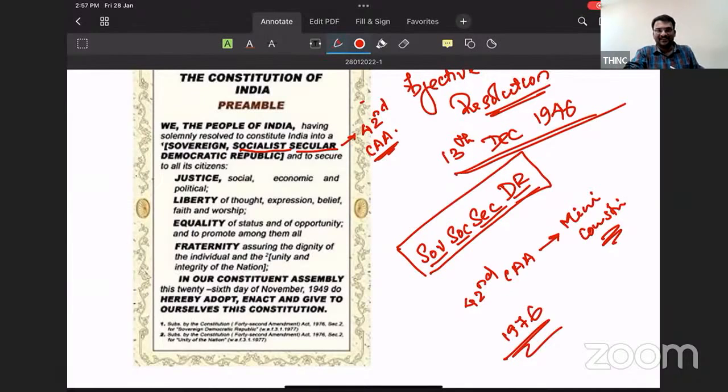Okay, or liberty. Which among the liberties are provided? Social liberty, economic liberty, political liberty, and liberty of thought in that way also. Okay, so we will not get confused if we are having a thorough look at this preamble. So which are the justice? Social, economic, political. Which are the liberties provided? Thought, expression, belief, faith, and worship.